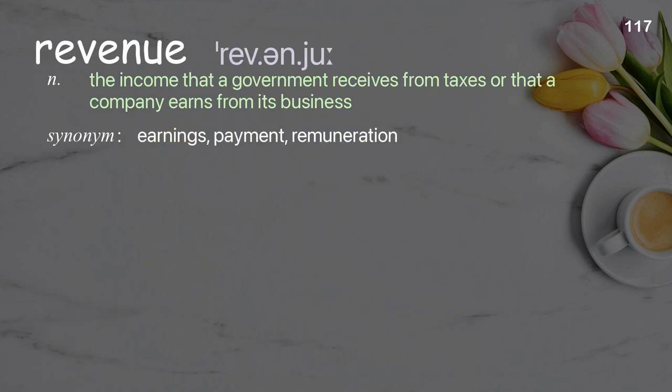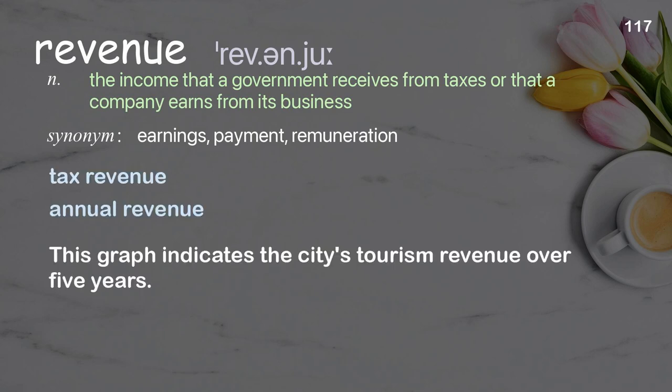Revenue. The income that a government receives from taxes or that a company earns from its business. Examples: tax revenue. Annual revenue. This graph indicates the city's tourism revenue over 5 years.